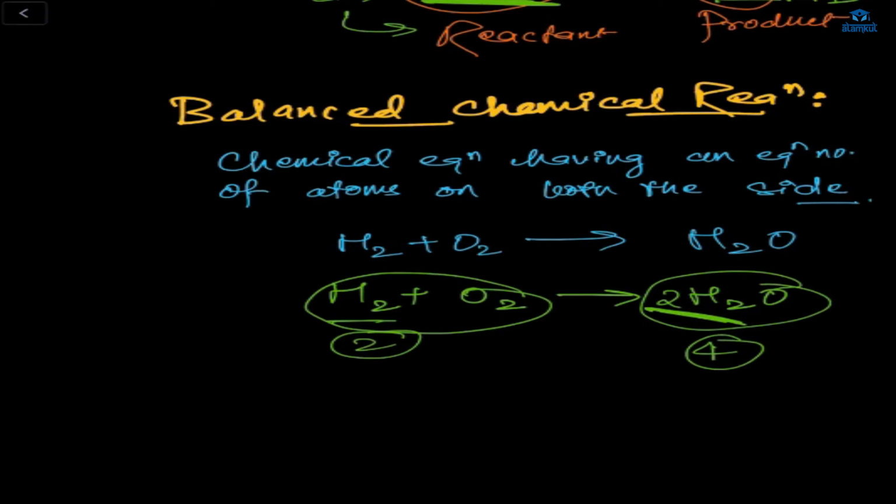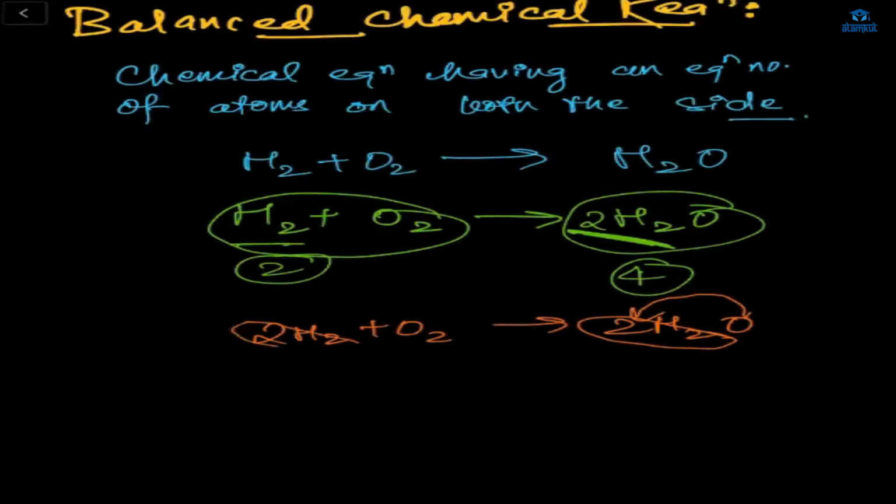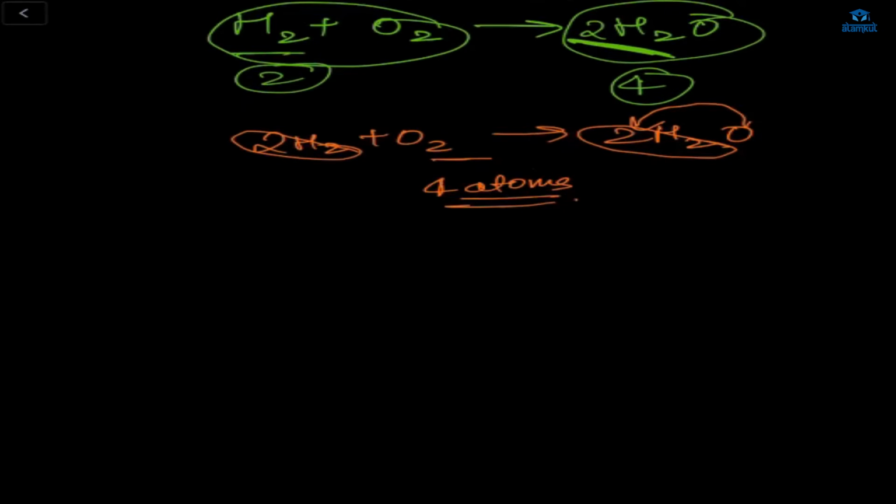You'll have to add 2 on the LHS. Yes, 2H2 plus O2 will give 2H2O. So my equation is balanced here. See, oxygen has 2 atoms and hydrogen has 4. Here also hydrogen has 4 and oxygen has 2. So there are equal atoms on each side. Got it? Any confusion?